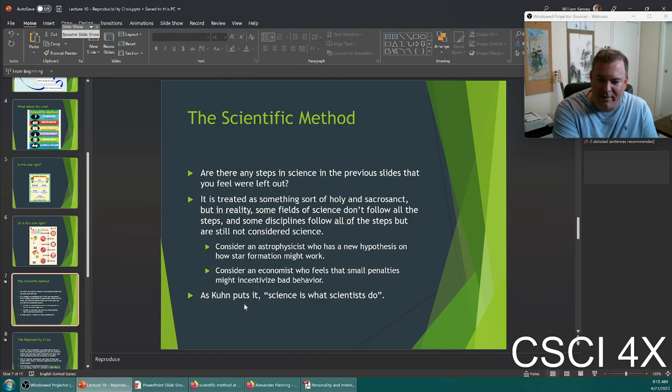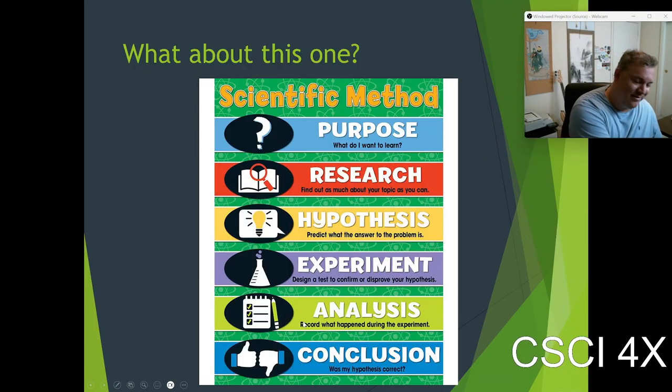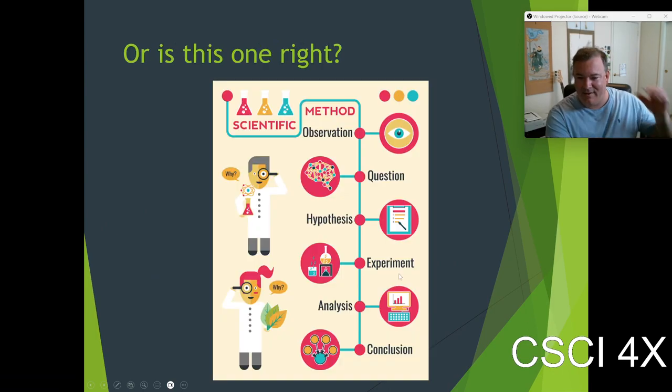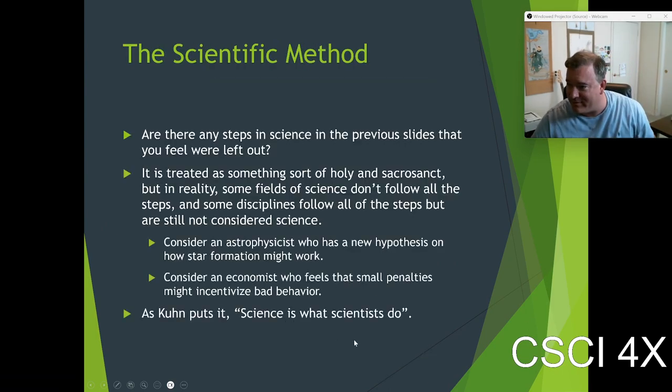Yeah, so the way that Kuhn puts it is that science is what scientists do. So, what is the scientific method? The scientific method is whatever it is scientists do. Like, he just punts on that one. Whatever it is they do.